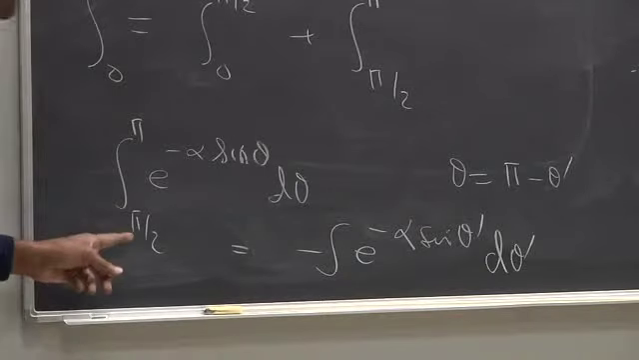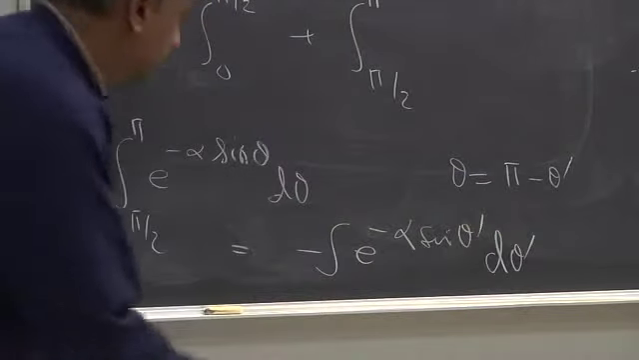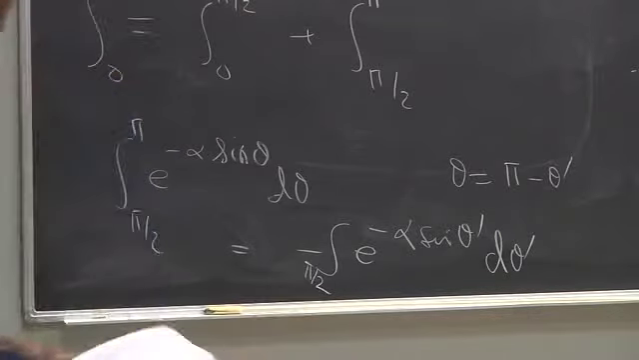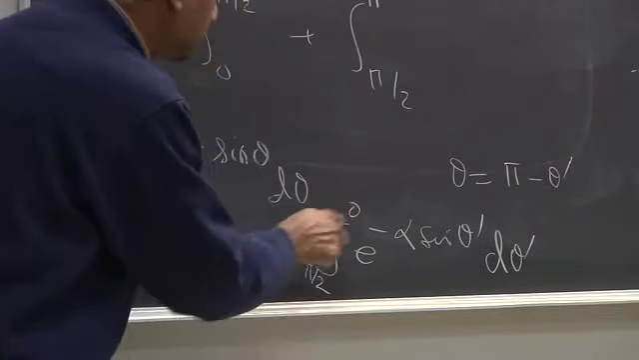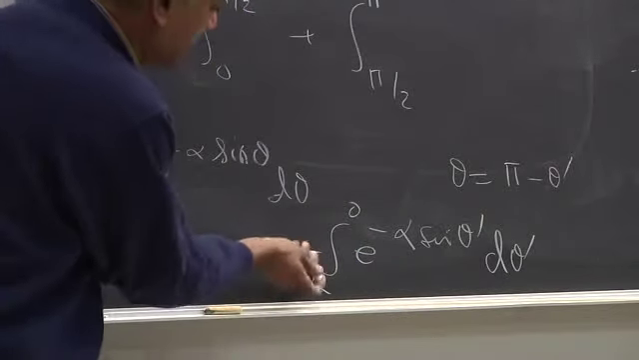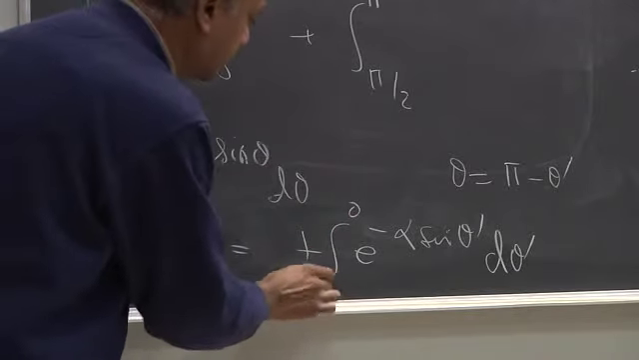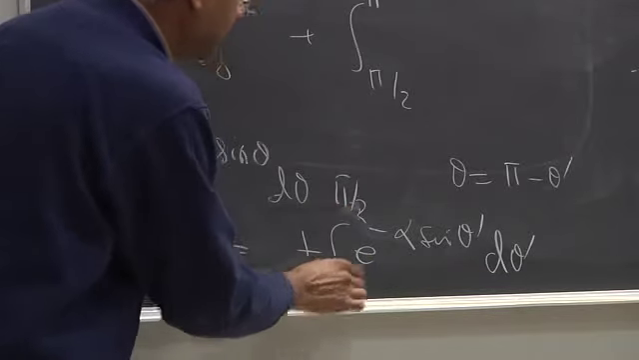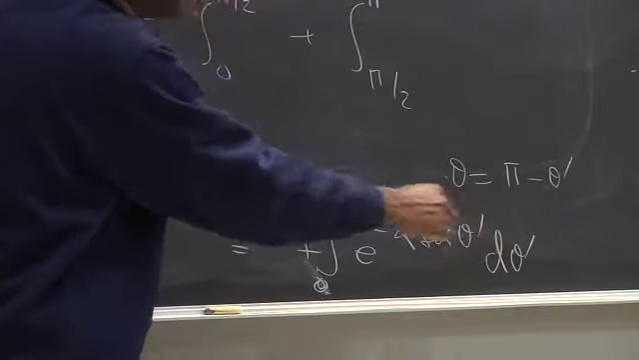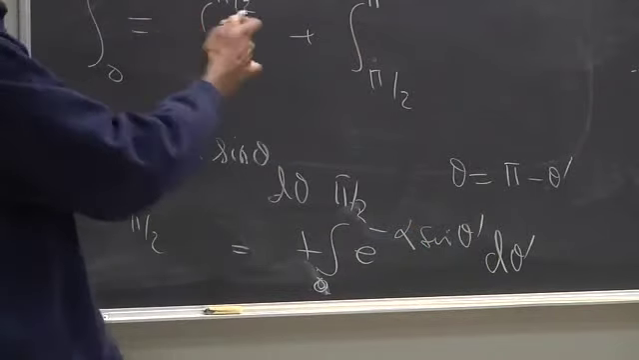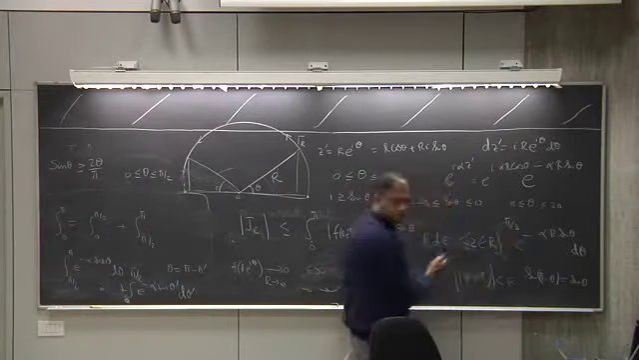Then let's look at the range. When theta is pi by 2, clearly theta prime is pi by 2. And when theta is pi, theta prime is 0. So this is pi by 2 to 0, but there is a minus sign. I can remove this minus sign and exchange the lower and upper limits, so you just get 0 to pi by 2. This integral is the same as the original integral, since theta prime is just a dummy variable. So it just gives you a factor of 2, and I can write it as 2 times the integral from 0 to pi by 2.